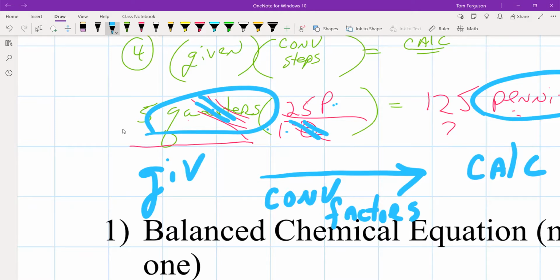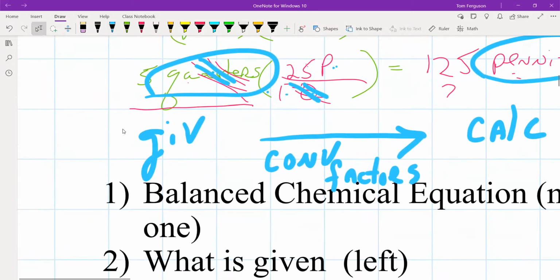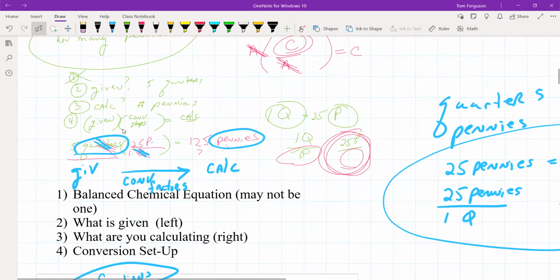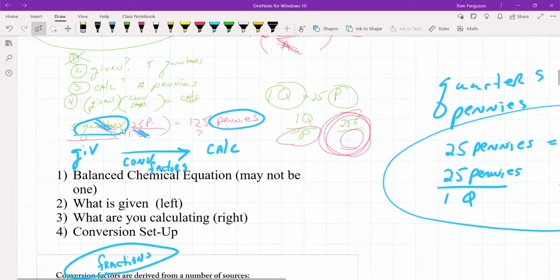Now, when I say factor, factors, plural. It could be more than one. Usually it is more than one. Okay, and then we just grind it up. 5 times 25 is 125 pennies.